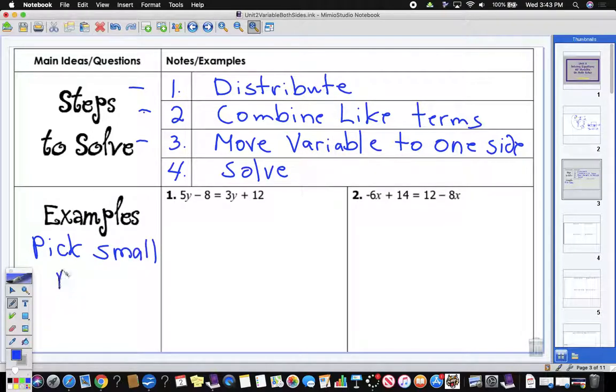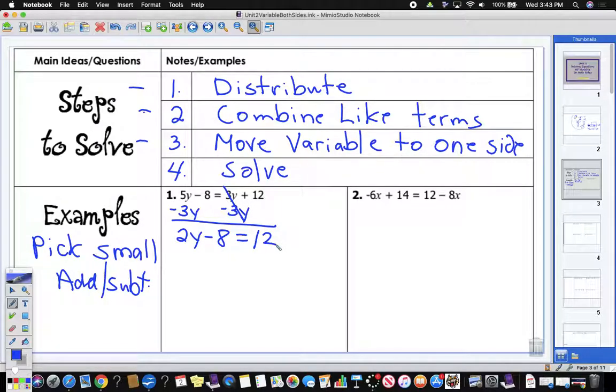And when you pick on the small one, you add or subtract something to cancel it. So I have a 5y and I have a 3y. Now 3y is smaller. That's the small one. And what we want to do is ask ourselves, what could I add or subtract to 3y to cancel it out? Well, I'd subtract 3y, because 3y minus 3y cancels. In solving equations, what you do to one side, you have to do to the other. So if we subtract 3y on the right side, we have to subtract 3y on the other side. And we get 2y minus 8 equals 12.